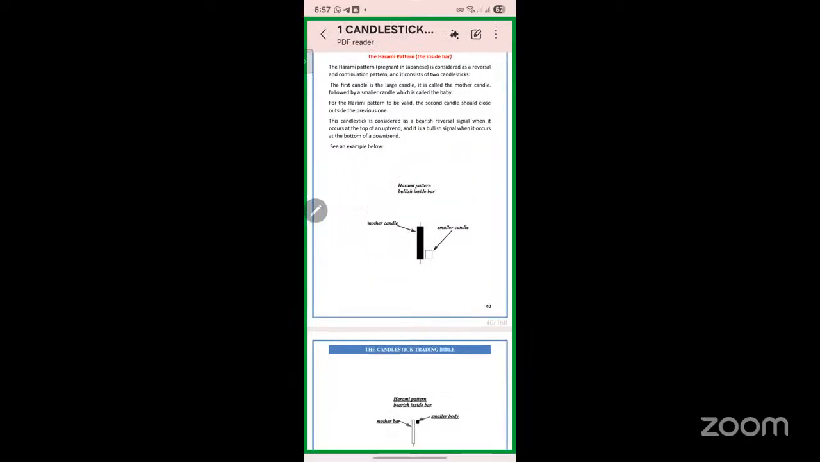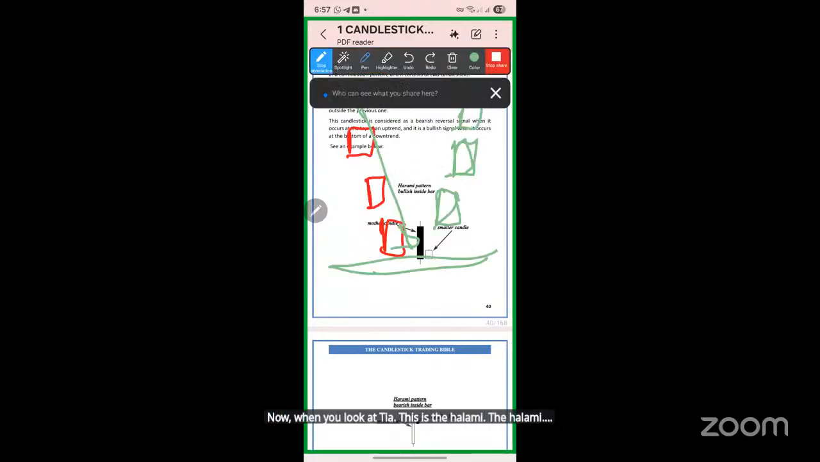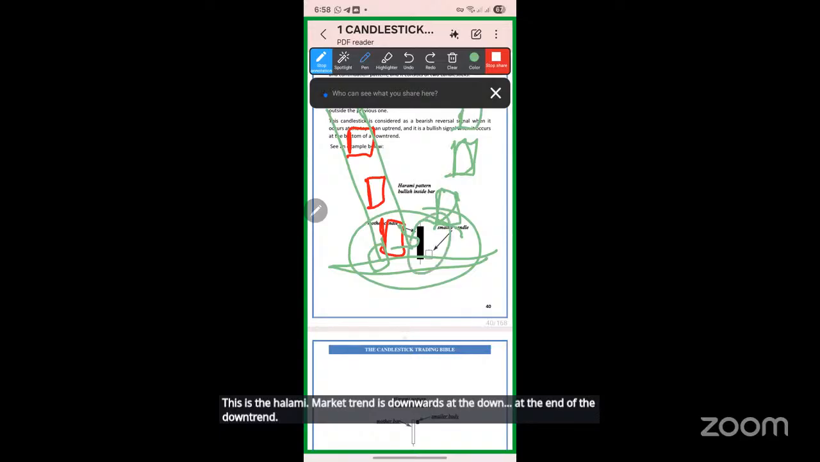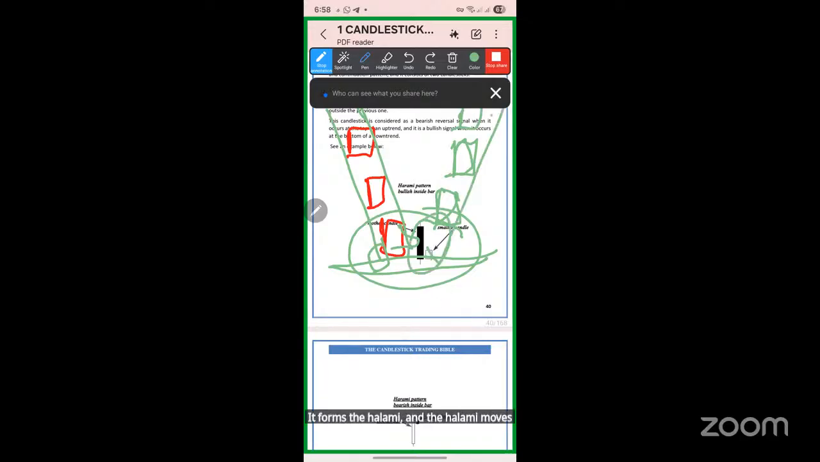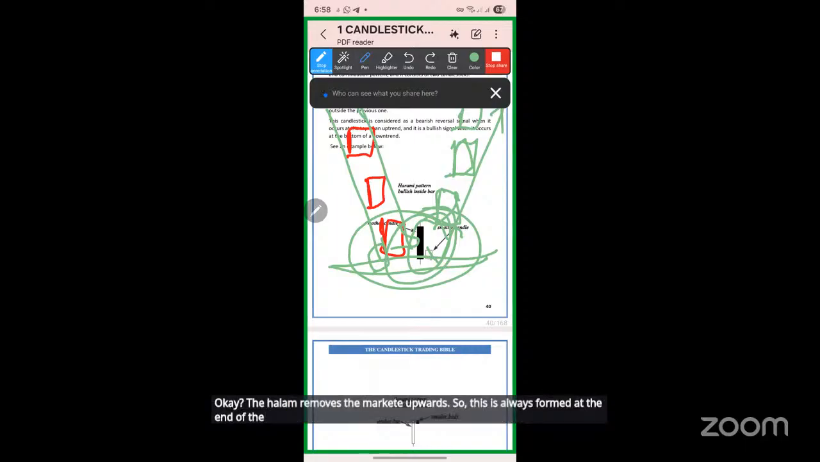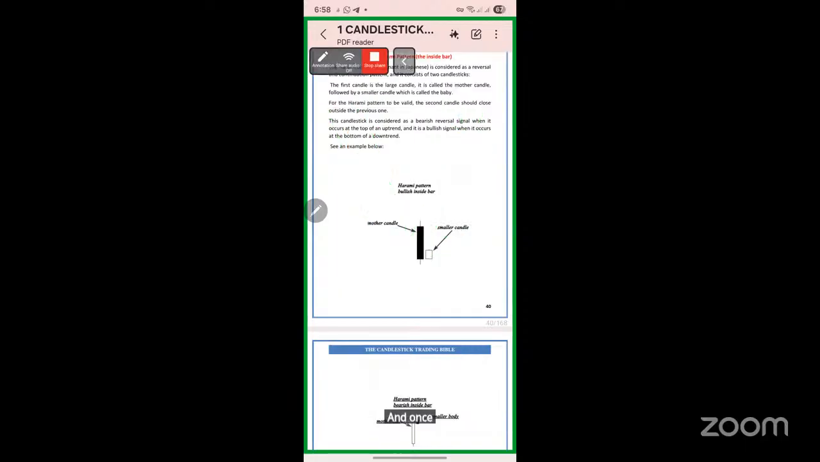Now, when you look at here, this is the harami. The market trend is downwards, and at the end of the downtrend it forms the harami, and the harami moves the market upwards. So this is always formed at the end of the downtrend.